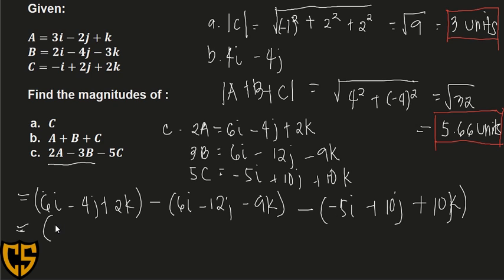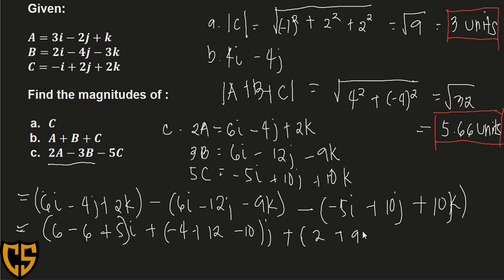So, let's start. 6i para sa aton nga i. 6i, distribute natin ang negative. We have minus 6, then plus 5i. Next, para sa ating j, we have negative 4. Next, plus 12j, plus 12. Next, j natin is minus 10j. Next, we have, as a k value, we have 2 plus 9k, plus minus 10k, so that is minus 10k. So we have 2 plus 9 minus 10k.